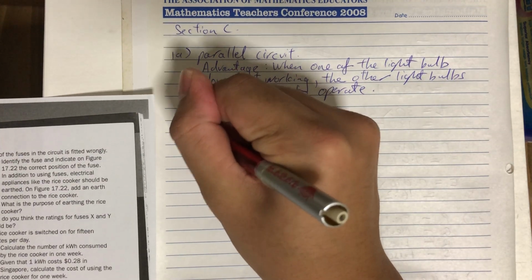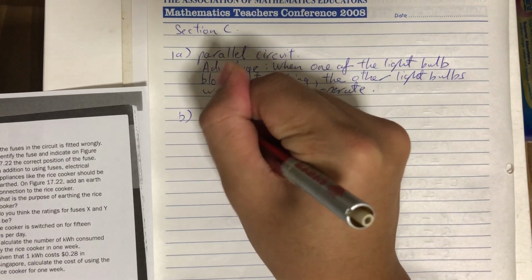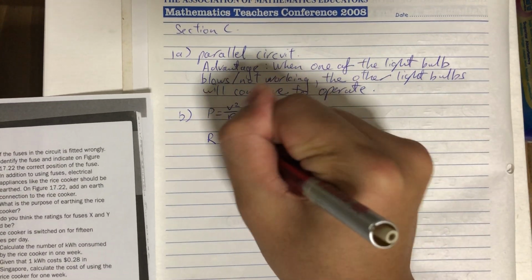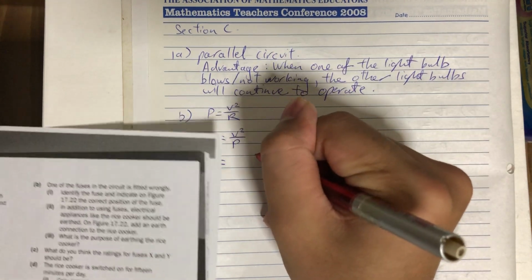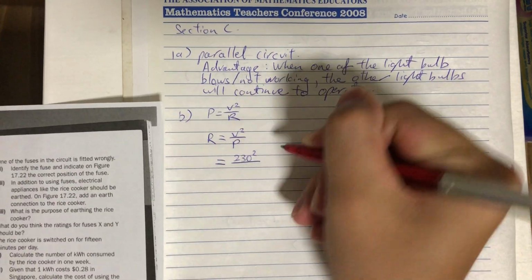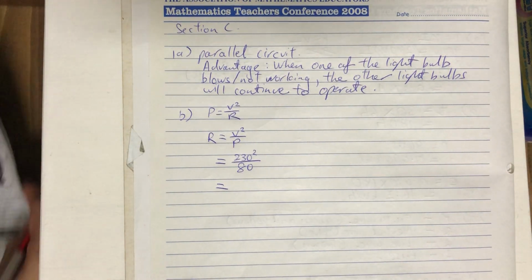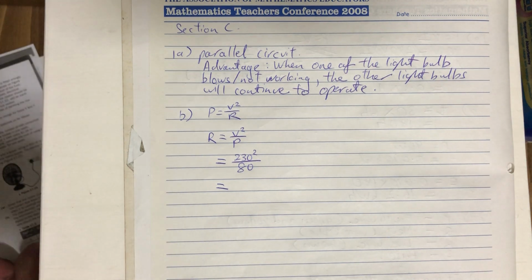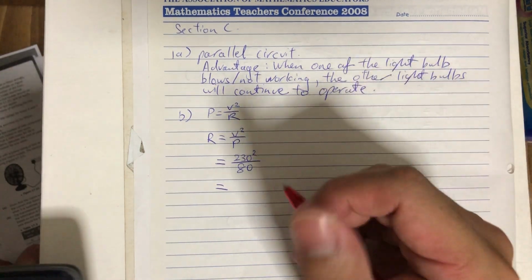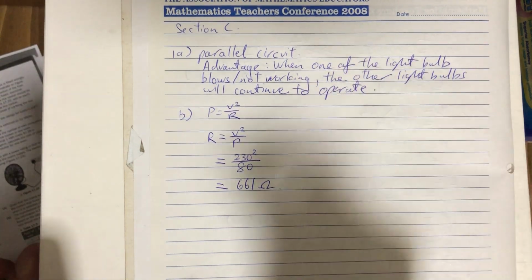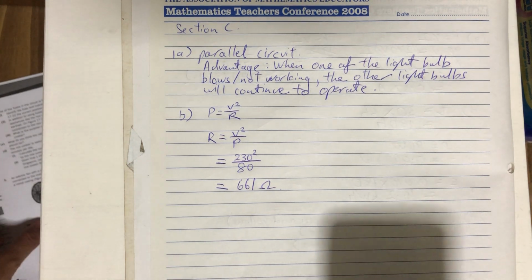Part B. Okay, power equals V squared over R. I'm trying to calculate my resistance here. So resistance equals V squared over P. Substitute accordingly: 230 squared divided by the power, 80 watts. Okay, and I will be able to get my resistance. But you notice that my resistance will not be exact. I'll get 661 ohms.